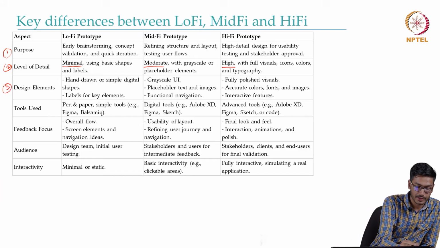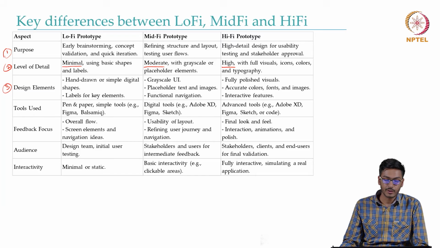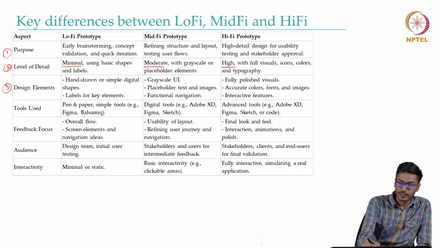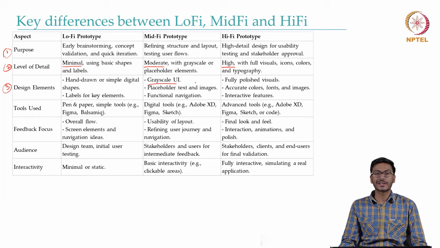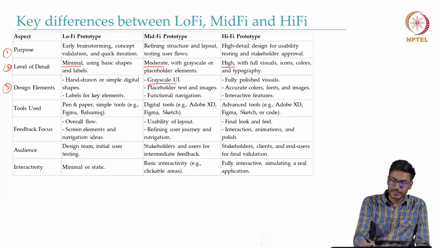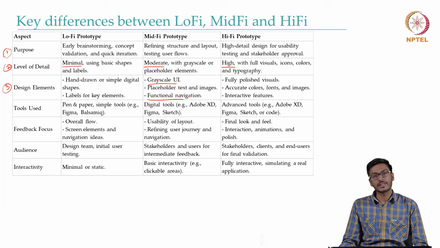Next, we have the design elements. Lo-fi usually have hand-drawn design elements or simply drawn digital shapes. They also have labels for key elements. In a mid-fi, we have a grayscale UI. A UI does exist, but it is very basic. Placeholder text and images and functional navigation. Some navigation is present in mid-fi, but not all interactions.